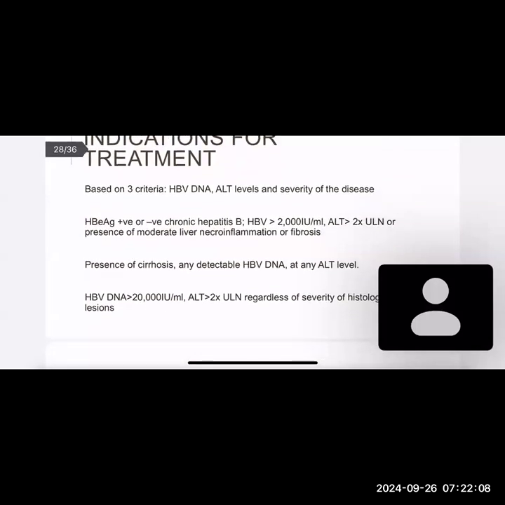For patients who are E antigen positive or negative and have chronic hepatitis B with a viral load that is greater than 2,000 international units per liter, or whose alanine transaminases are 2 times higher than the upper limit of normal, or who have presence of moderate liver necroinflammation or fibrosis, they should be treated.